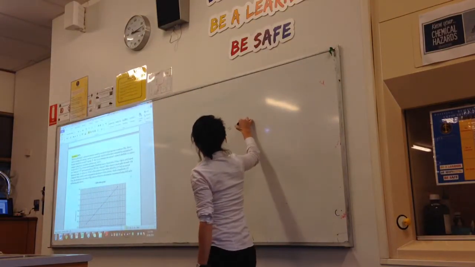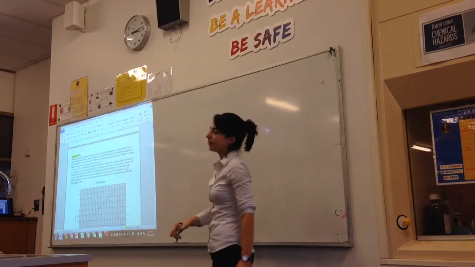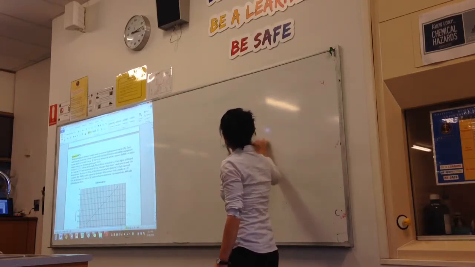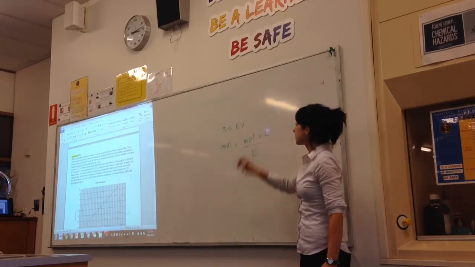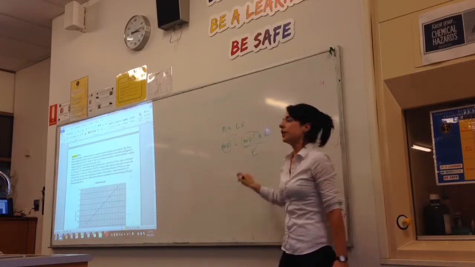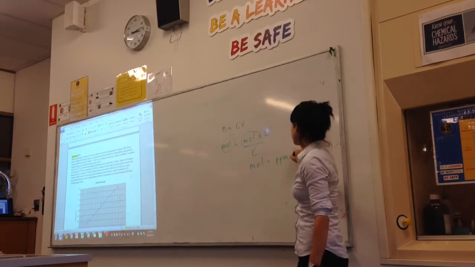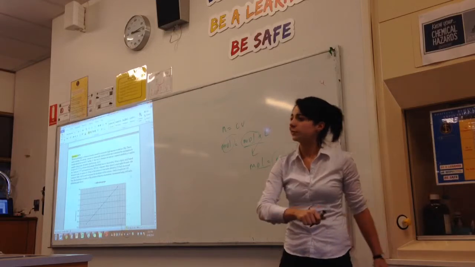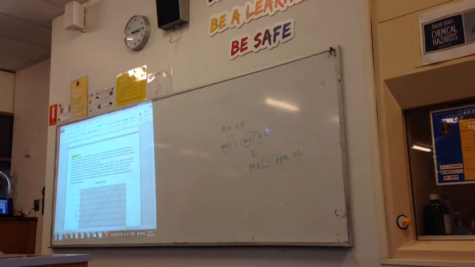n equals CV. Yeah? If we put this in units, moles equals mole per litre times litre. Litres cancel out. Mole equals mole. Very good. It's not mole equals ppm times litres. ppm times litres does not equal mole. Okay, do you get what I'm saying? You cannot do that. You just can't.